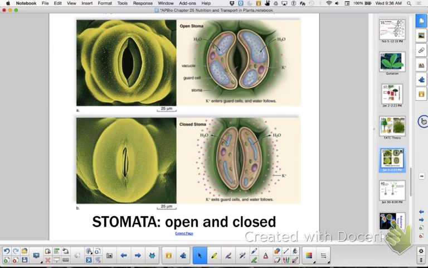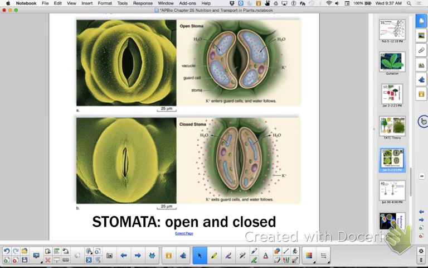The two guard cells are joined together. That swelling causes the stoma to open. And when it opens, you allow for gas exchange. You also allow for water to escape. And the reverse of that closes it.